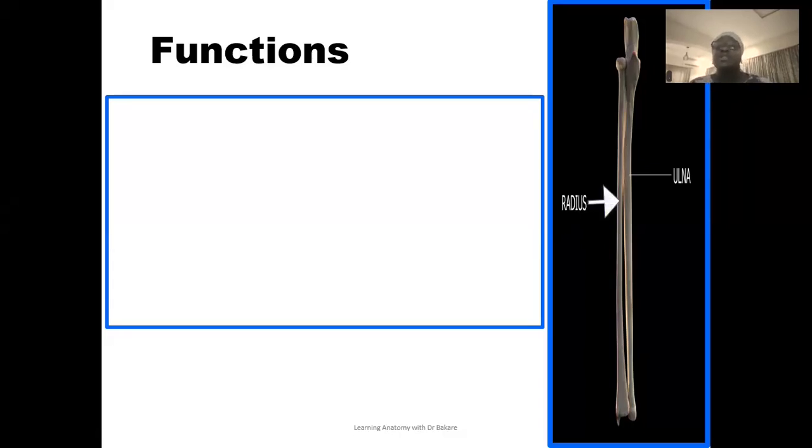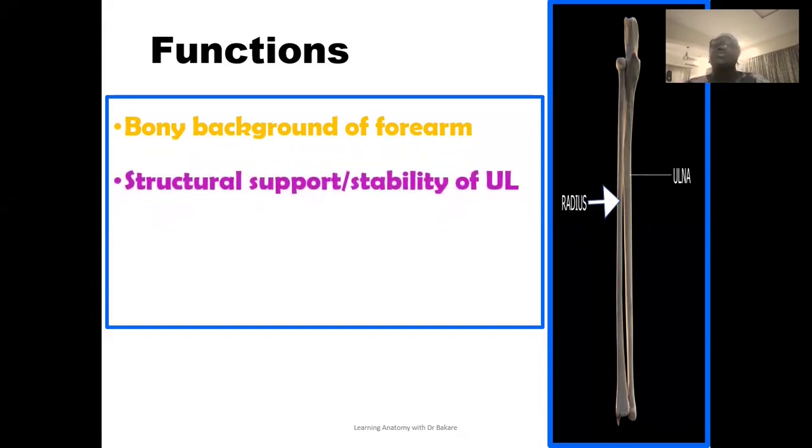The radius is what is arrowed here in white, and we say that it is one of the bones seen in the forearm region. This is where it creates a bony background for the forearm. It is also seen to provide structural support and stability for the upper limb, because within the forearm region, it creates the platform onto which muscles and also ligaments will be lying. So it provides structural support and stability for the upper limb, specifically the forearm region.